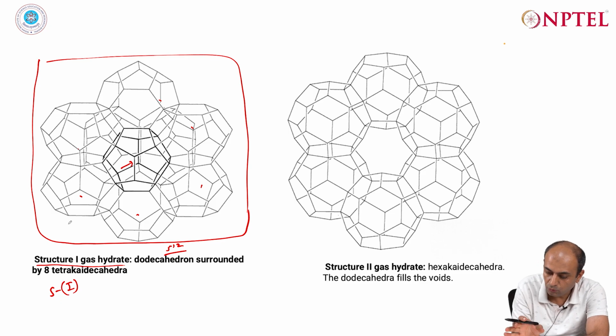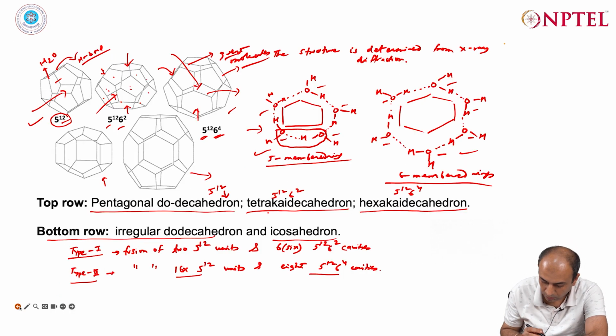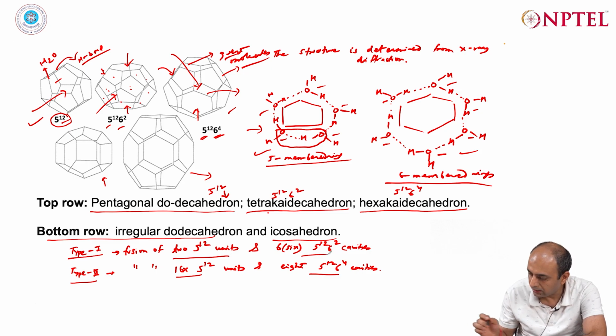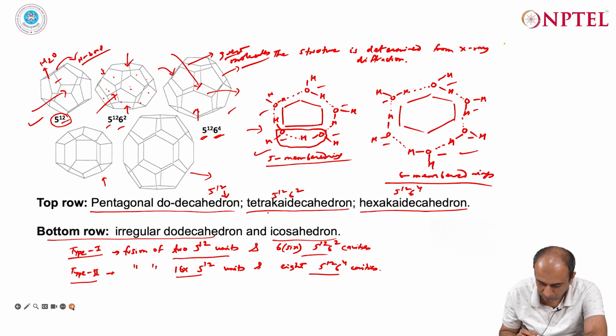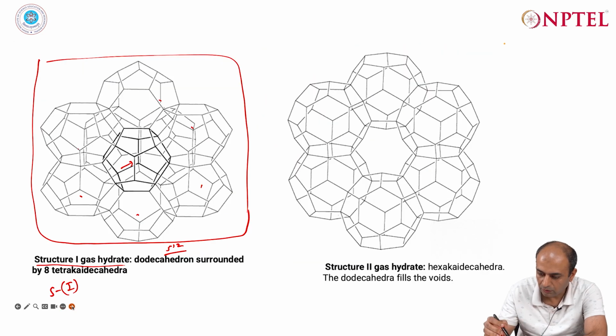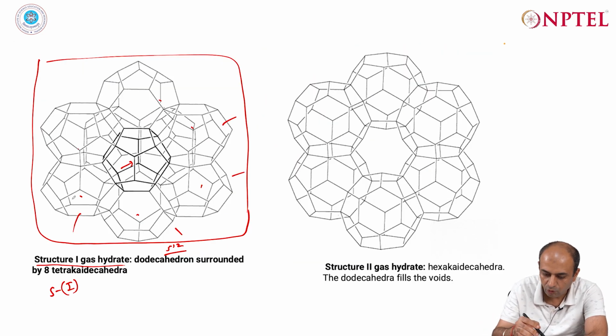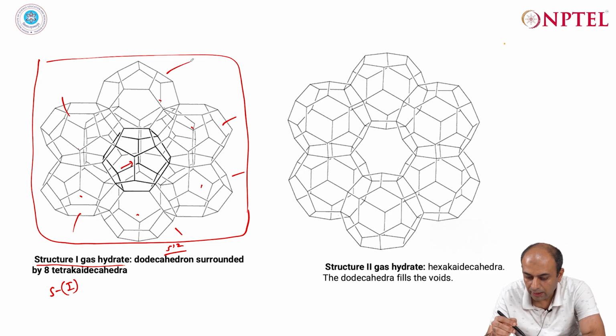You can even have 2 more in front of this dodecahedra, but by definition, as I told you, to start with, type 1 is a fusion of 2 512 units and 6 512-6-2 units. So we have the 6 structures, 1, 2, 3, 4, 5, 6, as well as 2 are shown behind for the sake of completion. So this is the structure of the S1 type.